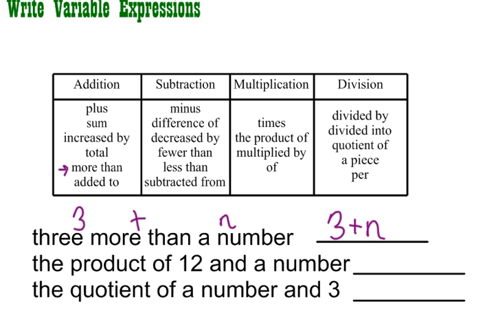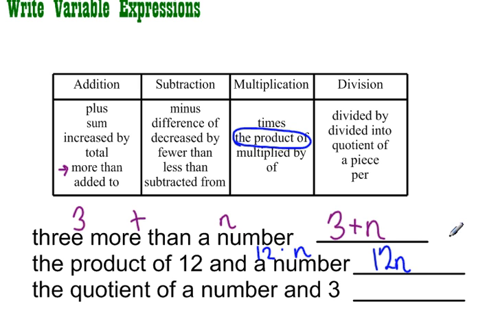The product of 12 and a number, well, I see product, oh, here it is. Product is here in the multiplication. And a number, I'll just use n again. So this must mean 12, and I'm supposed to be multiplying. Now here's something to make sure that you take note of. The only absolutely 100% correct way to write this is 12n.